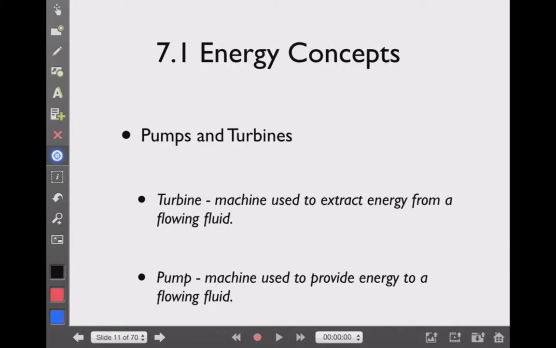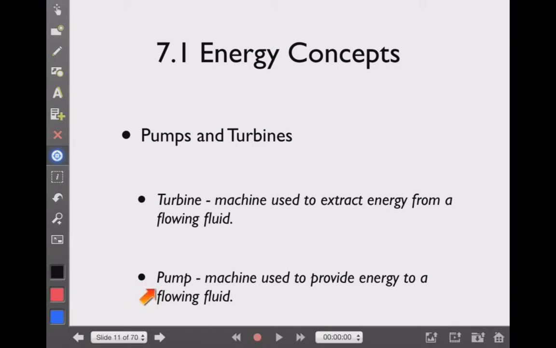So the final concept in 7.1 is to define what a turbine and a pump are. And this is very simple. A turbine is a machine used to extract energy from a flowing fluid. So this is going to be something that's subtracting energy from our system. We can think of that easily in terms of a turbine at the base of a dam. We're using the potential energy of the water flowing out of the dam through the turbine to turn the turbine and extract electrical energy.